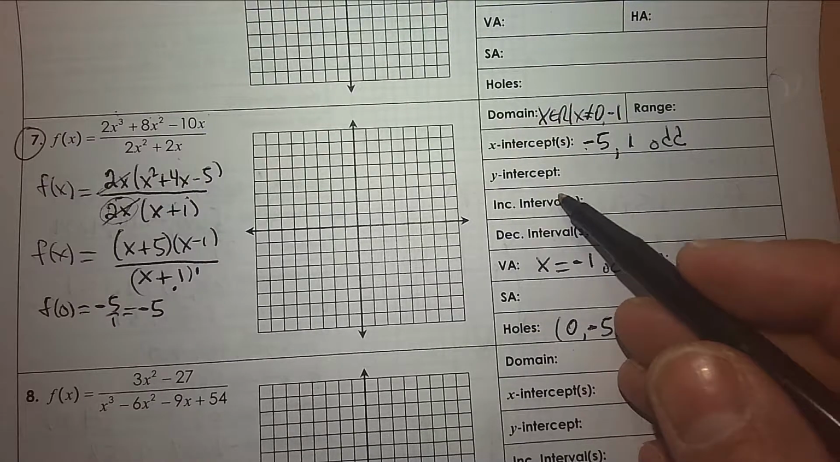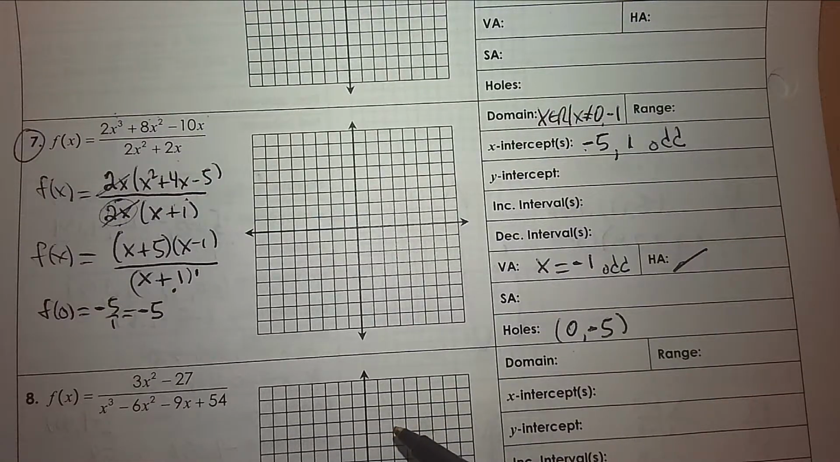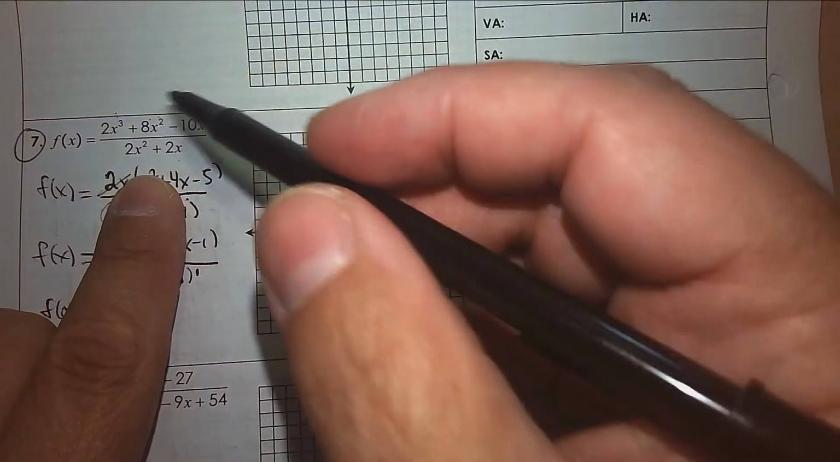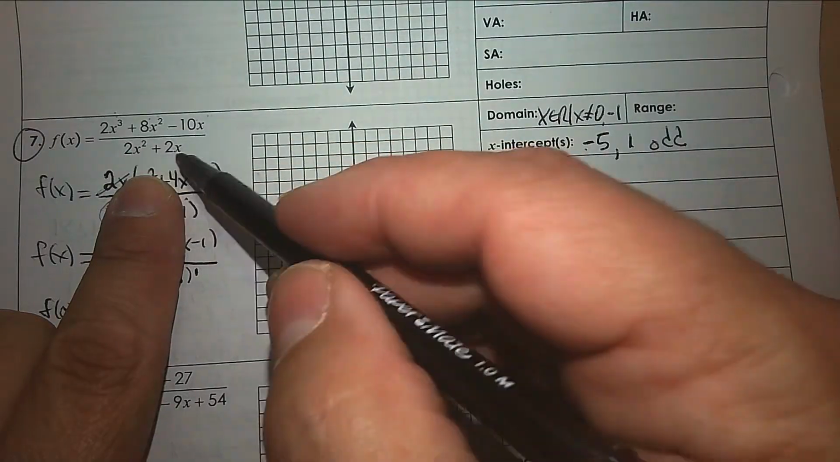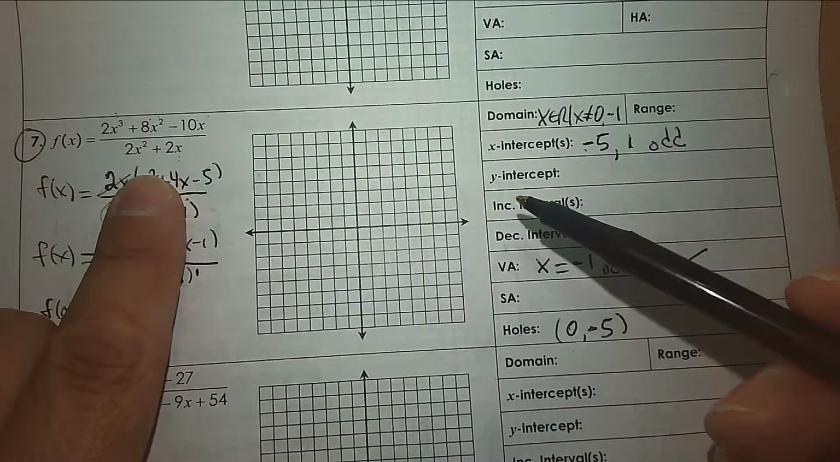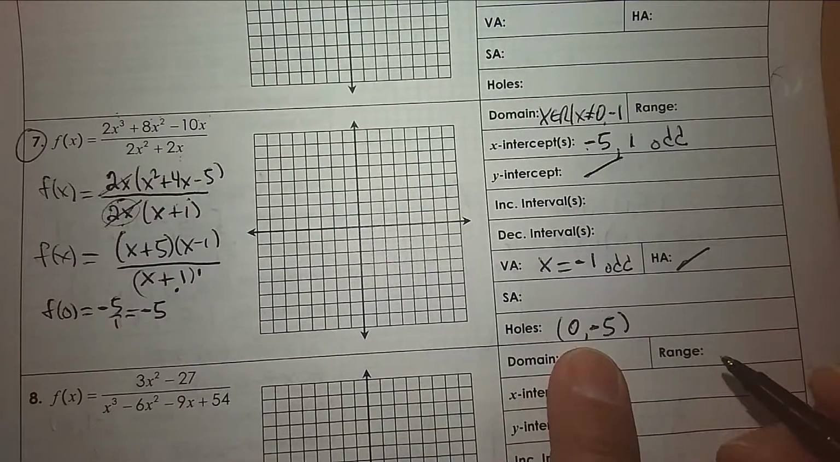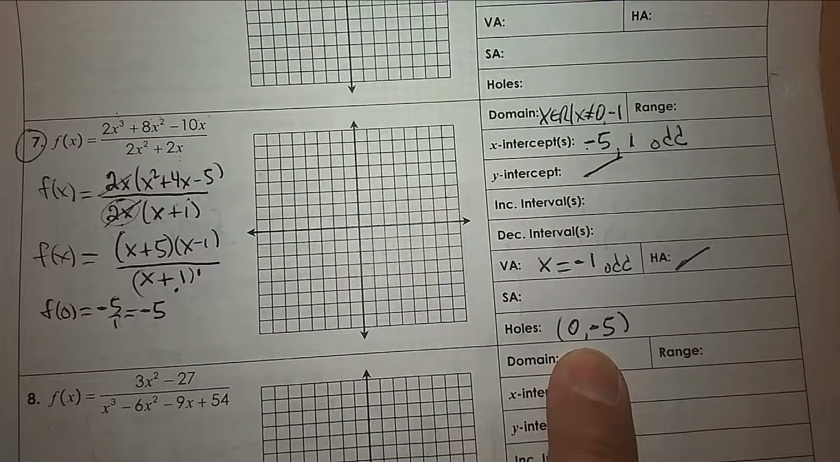Y-intercept. Do you remember where I said you should go to for the y-intercept? Go way back to the beginning, and you won't make a mistake. What happens when I put in 0 for x? Bad, right? Guess what? There is no y-intercept because there's a hole on the axes. So there's no point on the axes.